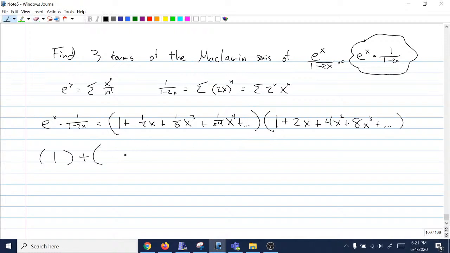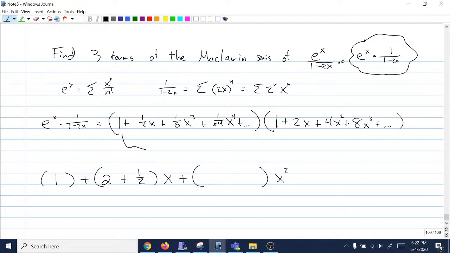How many ways can I get an x? Well, 1 times 2x would do it, and 1/2 x times 1 would do it. That'll give me 2x plus 1/2 x. I'm going to scoot this down so I can draw my loopy arrows a little bigger. How many ways can I get an x squared? In the worst case, there are going to be 3. Often some of these don't happen because they're 0. 1 times 4x squared is 4x squared. Half x times 2x is 1x squared. 1/6 x... Oh, wait. Oh.